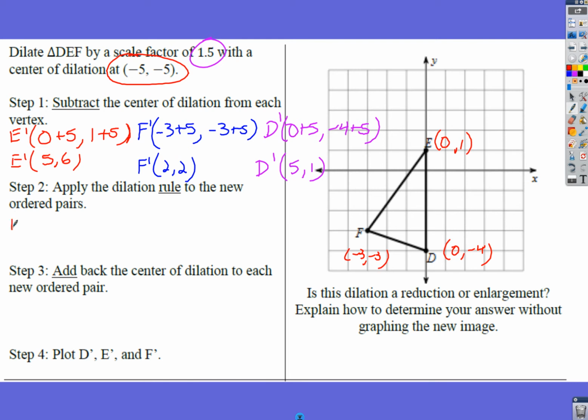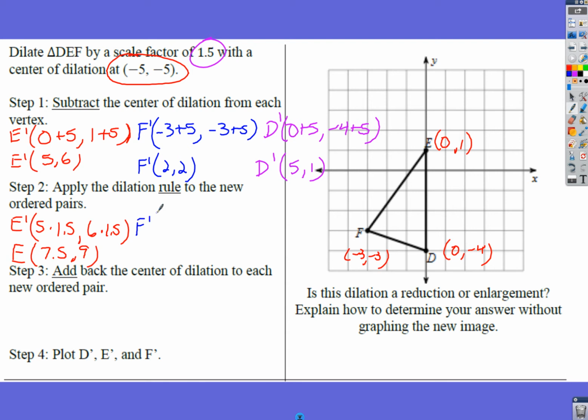So now we're back to E prime. So that will be 5 times 1.5, comma 6 times 1.5. I just multiply both of them by 1.5. So here we had 5 and a 6. Let's multiply both by 1.5. Oh, here comes mental math. 7.5. If somebody has a calculator, double check for me. But I think that's 7.5, and this should be 9. 7.5 comma 9. I think I'm right.